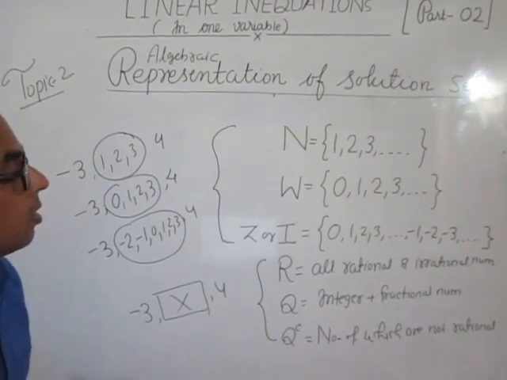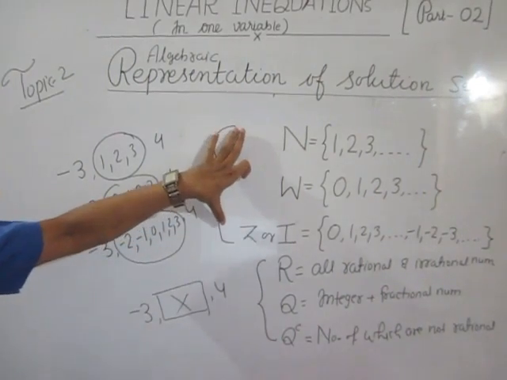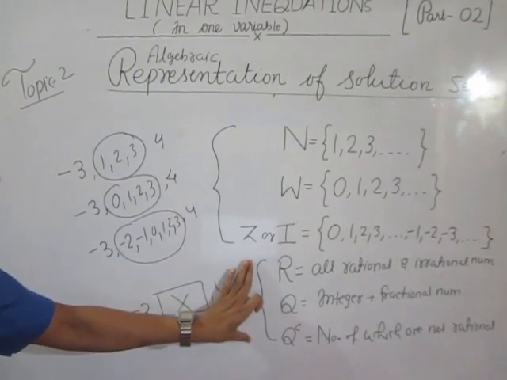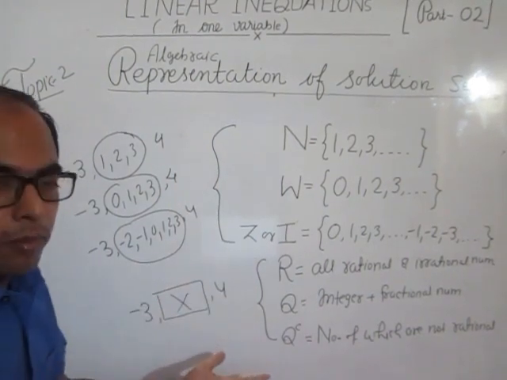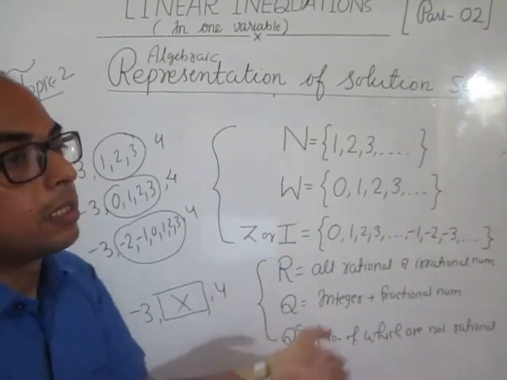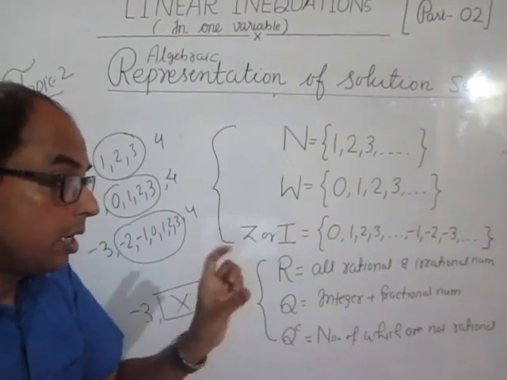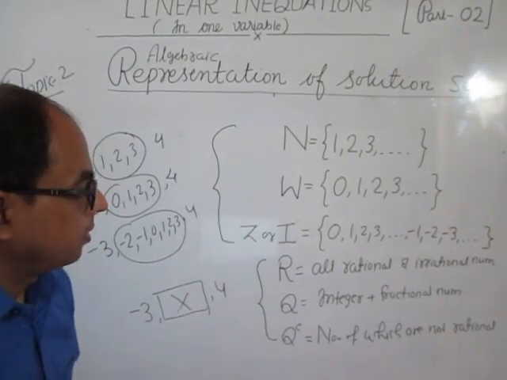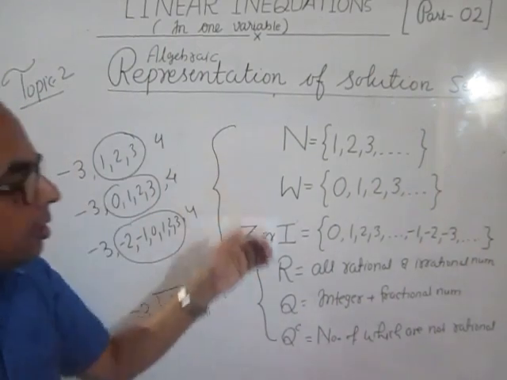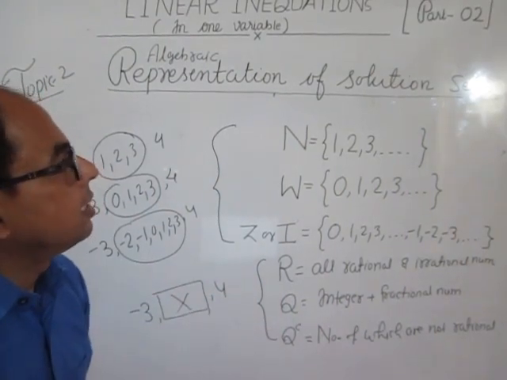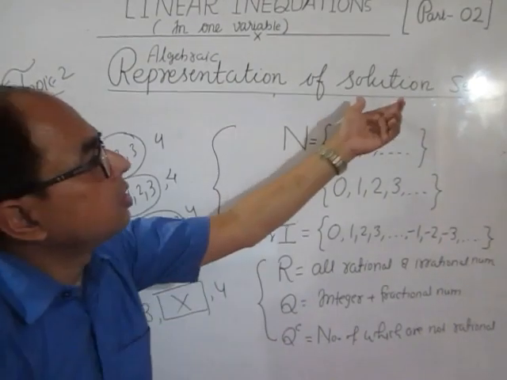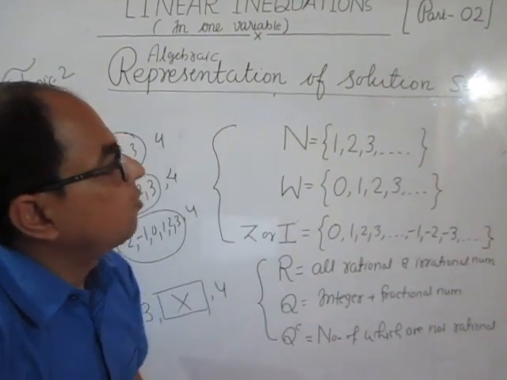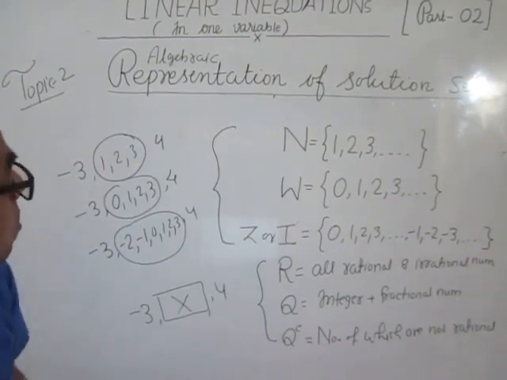So numbers of these three sets can be listed. Numbers of these three sets cannot be listed. We can write the range of numbers: real numbers lie between -3 and 4, real numbers lie between 1 and 2. So we can write the range, but we are not able to make the list of the numbers. Depending on this, we can represent the solution set in two forms: set builder form and roster form.